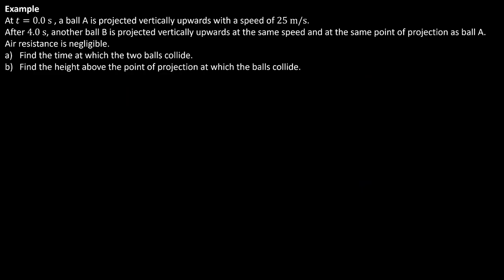Here in front of us we have the example which says: at t equal to 0, a ball A is projected vertically upwards with a speed of 25 meters per second. After 4.0 seconds, another ball B is projected vertically upwards at the same speed and at the same point of projection as ball A. Air resistance is negligible.